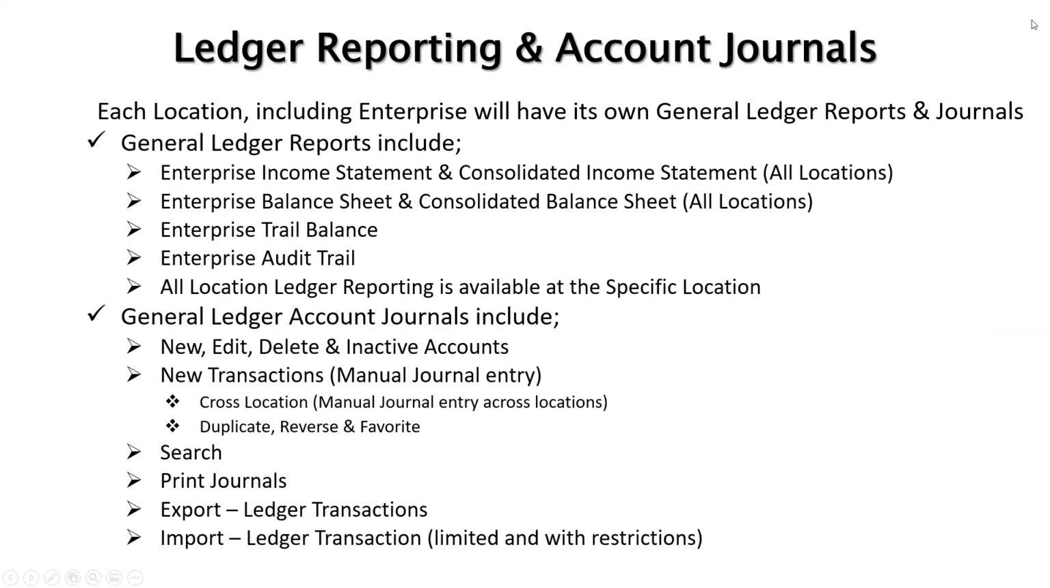Ledger reporting and account journals. Each location, including Enterprise, will have its own general ledger reports and journals. General ledger reports include Enterprise income statement and consolidated income statement, all locations. Enterprise balance sheet and consolidated balance sheet, all locations. Enterprise trial balance. Enterprise audit trail. All location ledger reporting is available at the specific location.